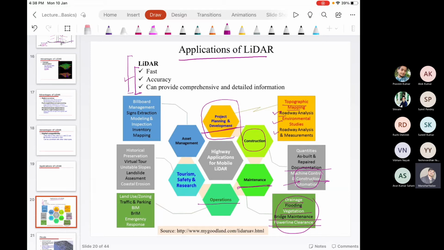Then various operations like land use and zoning, traffic parking, building information model, bridge information model, emergency responses. Similarly, in tourism, safety and research related applications, asset management. So we have a lot of application areas where the LiDAR technique is playing a significant role nowadays.